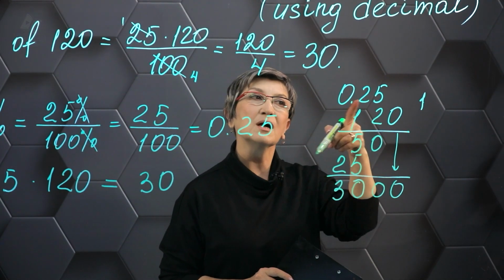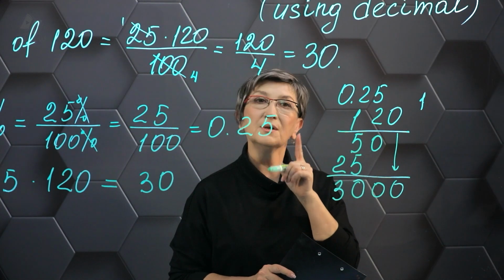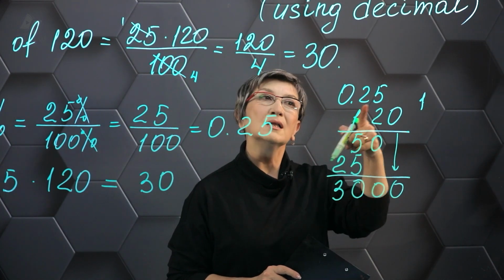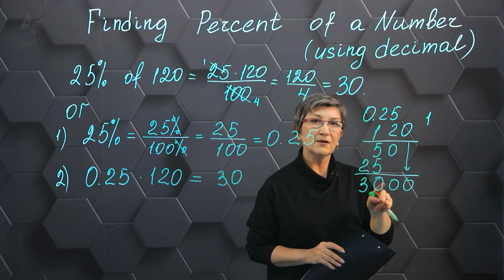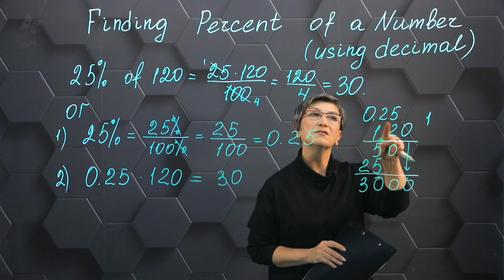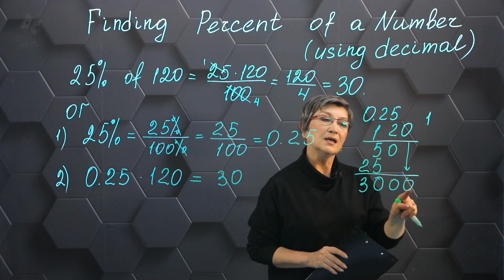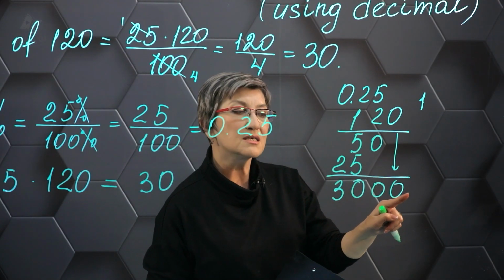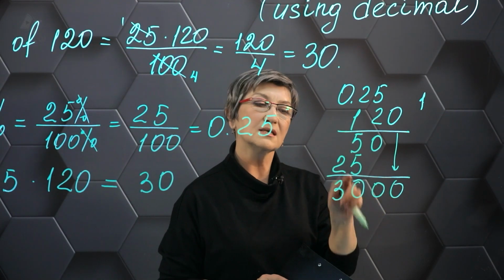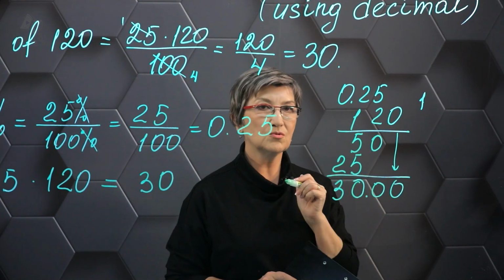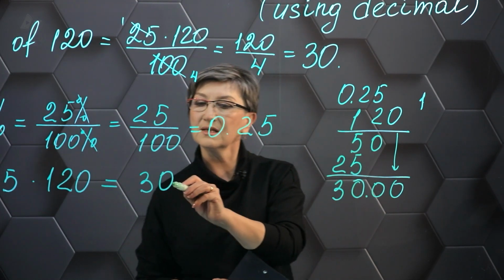And remember how to multiply decimal fractions by a whole number. In our answer, we need to allocate the whole part. For this, we need to count the number of digits after the decimal point: 1, 2. We move from right to left 1, 2 and put the decimal point. We get the answer 30, which is basically what we got in the first case.